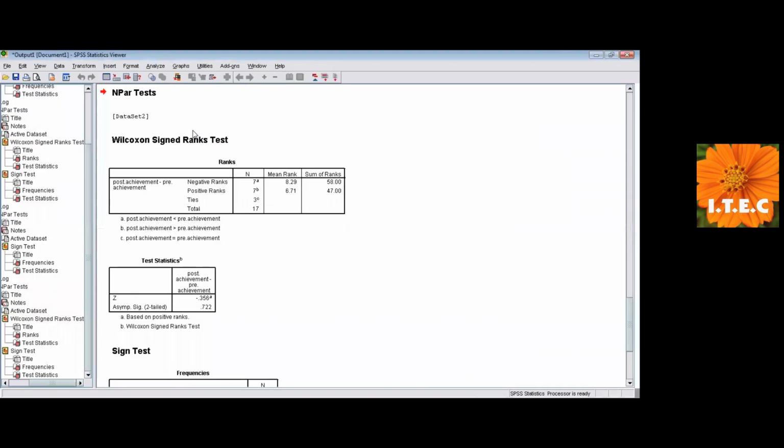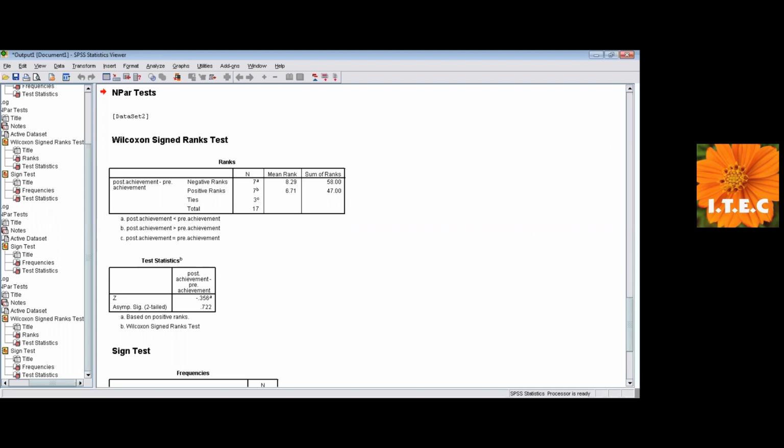So here you can see, this is your Wilcoxon. In Wilcoxon, your Z value is not significant because the error is 72%. That means the mean rank of the positive and negative do not differ significantly. Due to the intervention, approximately equal numbers of people improved and did not improve. That is why there is no significant difference.